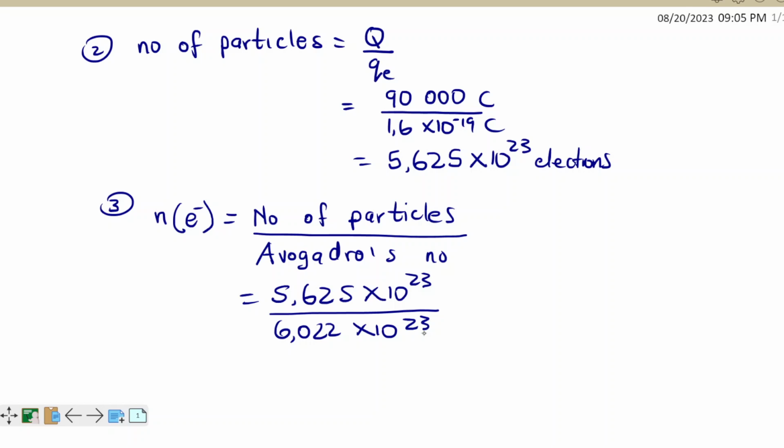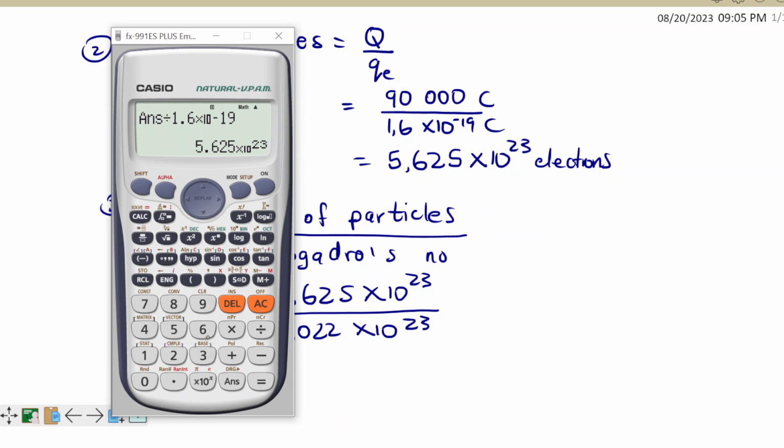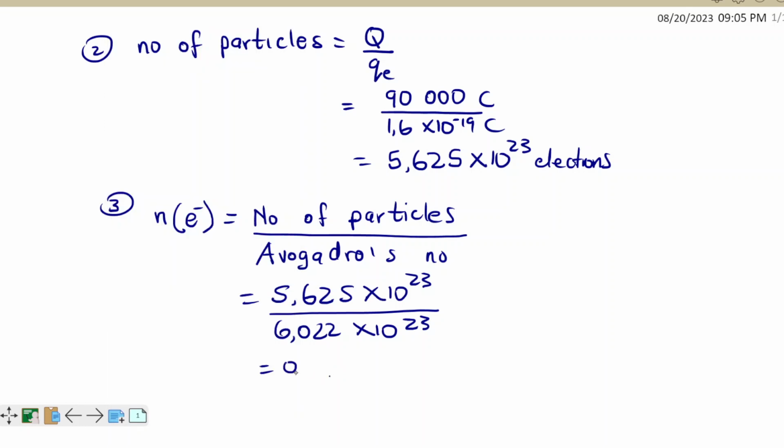So we get now the number of moles. So we divide that now by 6,022 exponent 23. Now we get the number of moles, which is 0,9341 moles. Now, this is the number of moles of the electron.